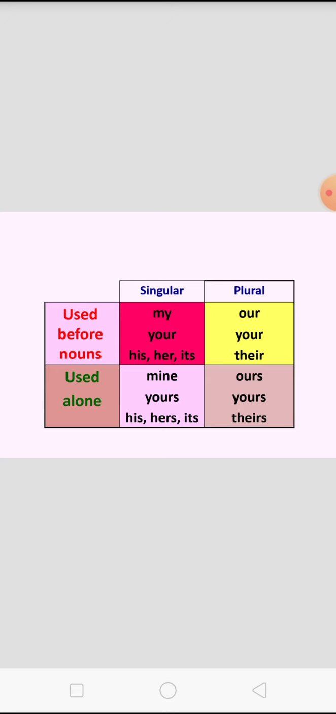As we have seen, there are singular and plural forms in personal pronouns. Used before nouns, the singulars are my, your, his, her, its. In plural, it is our, your, their. Used alone, they are mine, yours, his, hers, its. Used in plural, they are ours, yours and theirs.